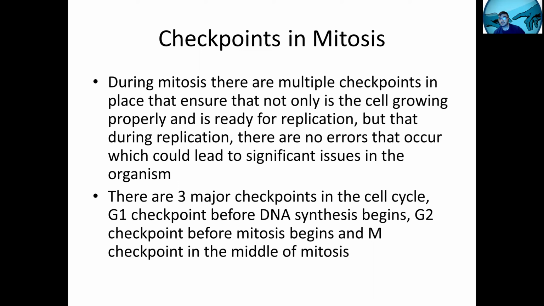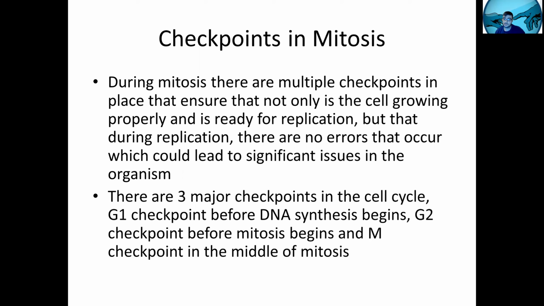So during mitosis, there are multiple checkpoints in place that ensure not only that the cell is growing properly and is ready for replication, but that during replication, there are no errors that occur which could lead to significant issues in the organism. The main one that many of you are probably aware of is cancer. Cancer is a genetic disease, and it happens through mutations in cells that get out of control, that aren't picked up by these checkpoints, that aren't picked up by a lot of these genes, and it kind of goes around them, and then it gets out of hand. More mutations pile on and on and on, and that's why you get advanced cancers, and eventually people die of cancer. So there are three major checkpoints in the cell cycle.